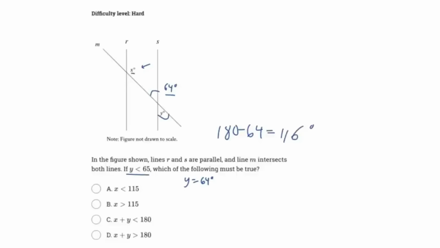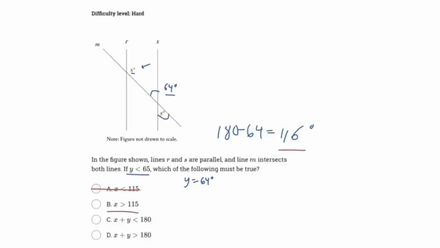So an interesting note here is that 116 is greater than 115, so that does not add up with A, and therefore A is wrong. If we were to lower this angle, which we would have to, if we had like 64.99, we would end up getting something like 115.0001, right? But let's see if B is true.